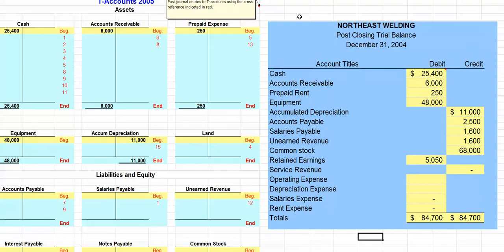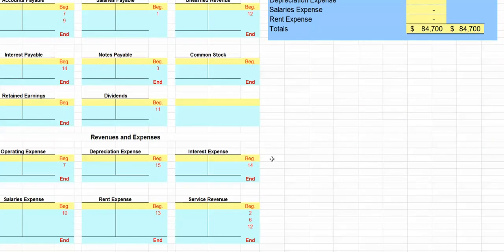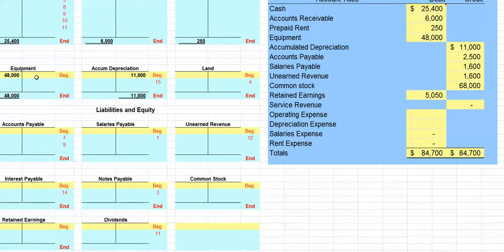Finally, recall, in setting up your T accounts for 2005, you'll want to make sure your opening balances are your balances from your 2004 post-closing trial balance. 25,400 for cash, 6,000 for receivables, 250 for prepaid rent, $48,000 for equipment, $11,000 credit for accumulated depreciation, and so on, making sure that you have 0 balances for your revenues and expenses, and that you pick up all of your liability and equity accounts, including your ending retained earnings that has a debit balance of $5,050.